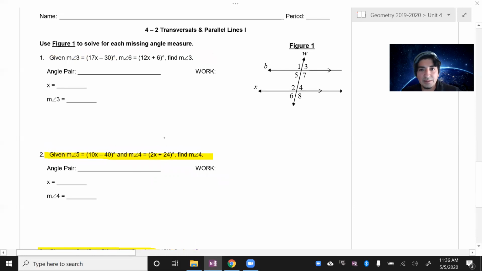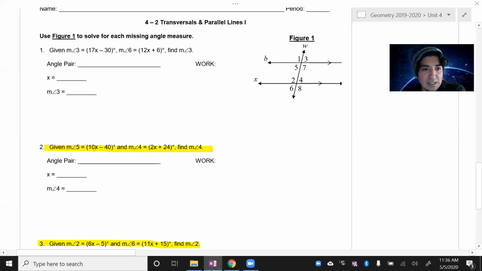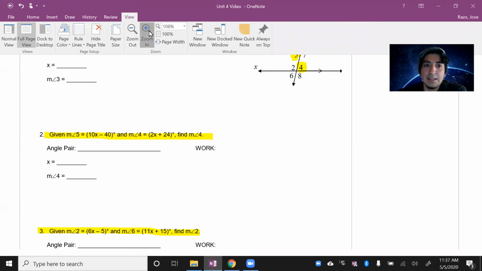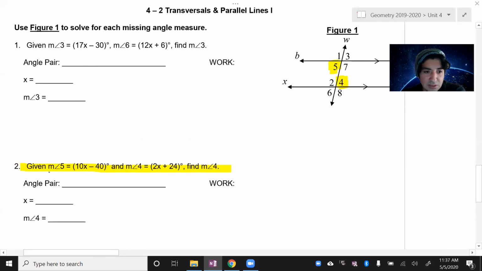So what I'm gonna do is I'm gonna work on 2 and 3. They're already highlighted. So you have to find each missing angle measure. So in this case, angle 4 and angle 5 are missing. So angle 4 and angle 5, they each have x's and then they have values inside of it. So angle 5 is right here. Angle 4 is right here.